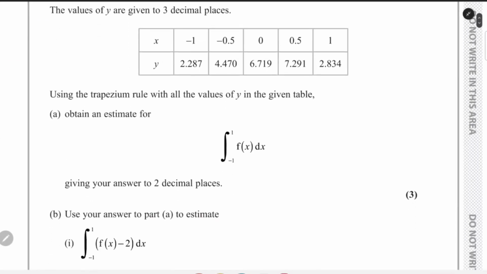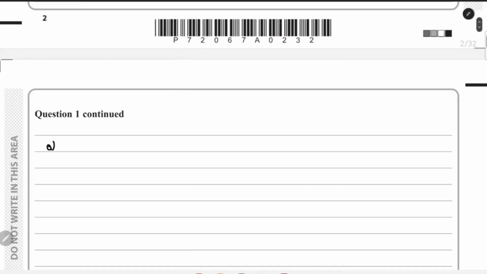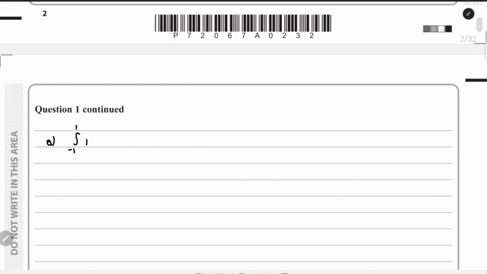So using the table, this integral would be approximately equal to half times the first value plus the last value plus 2 times all the values in between, times the width or the height of each strip.